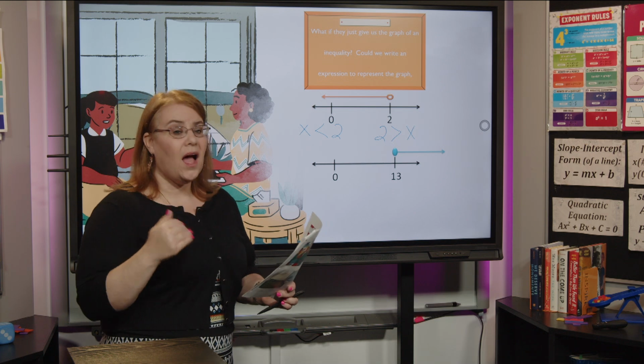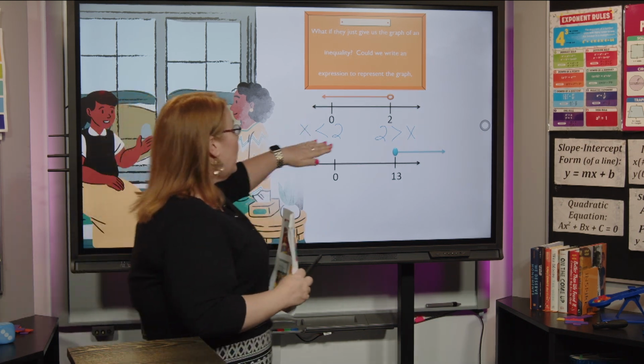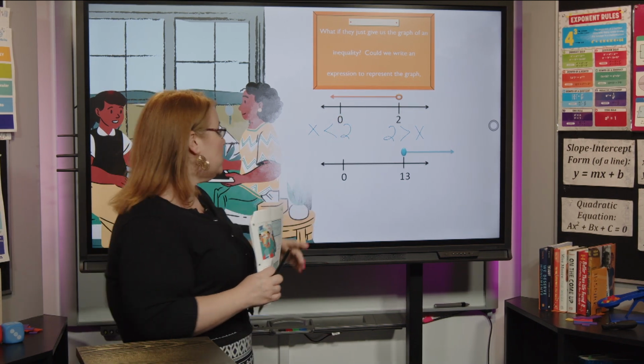Notice I did not put a line underneath because I have an open circle. So both of these expressions mean the exact same thing of that graph. All right, let's do the bottom one.